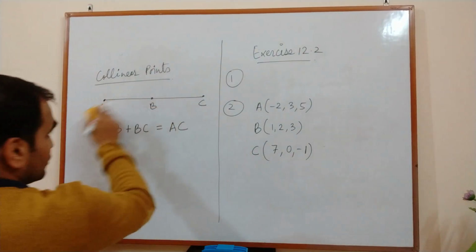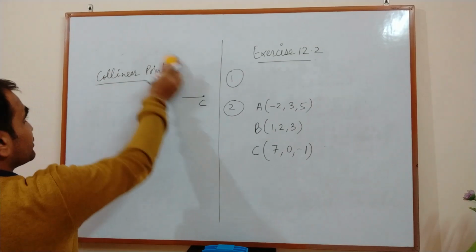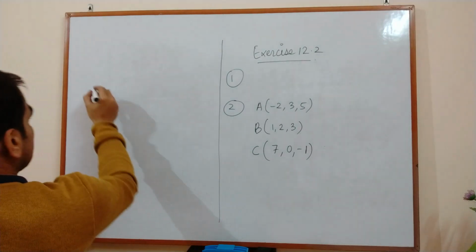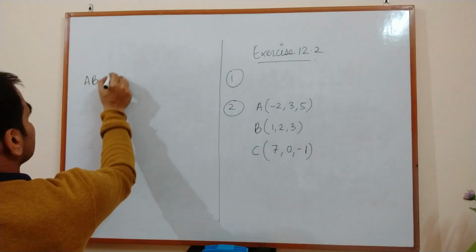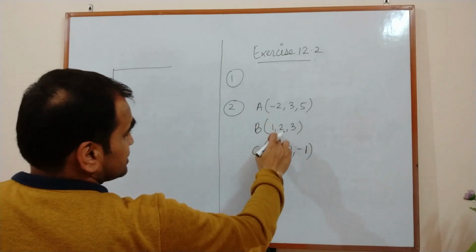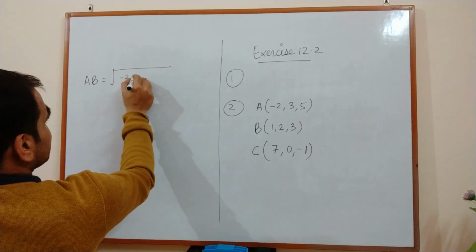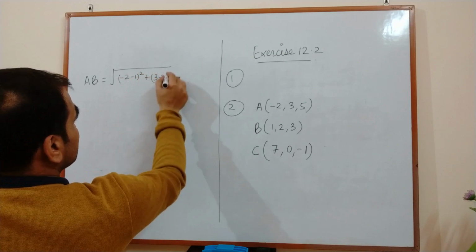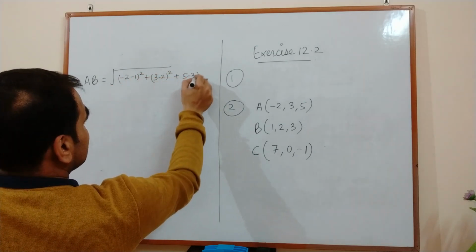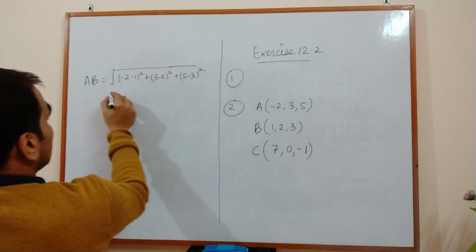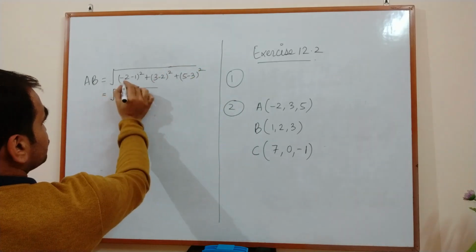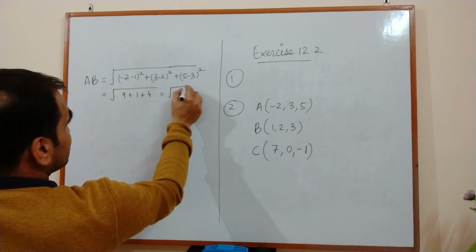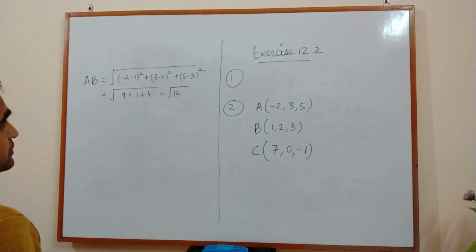Okay, so we will be doing it like this. We will calculate the distances between the points. So let's first calculate the AB distance. AB will be the square root of (x1 minus x2) whole square, so (-2 minus 1) whole square plus (3 minus 2) whole square plus (5 minus 3) whole square. This value is the square root of 9 plus 1 plus 4, that is root 14. Fine.